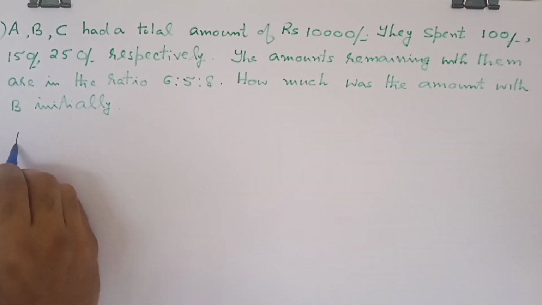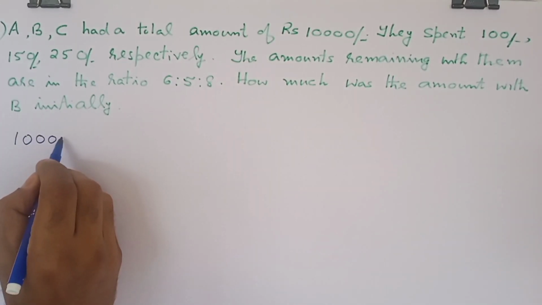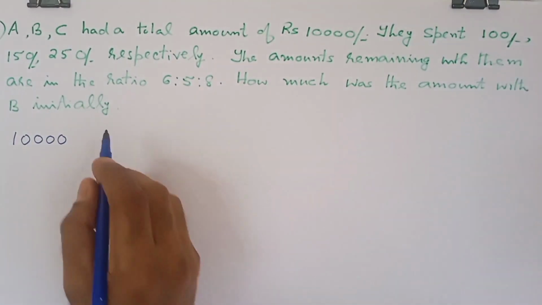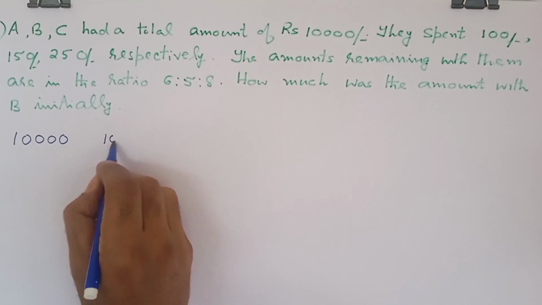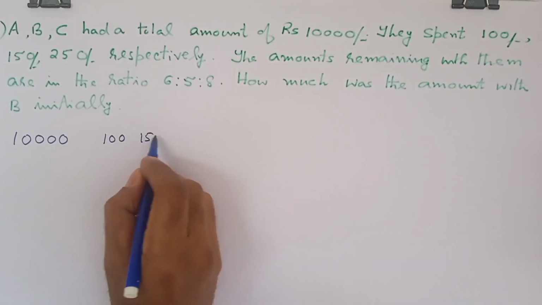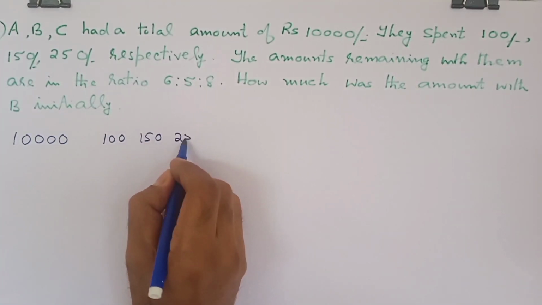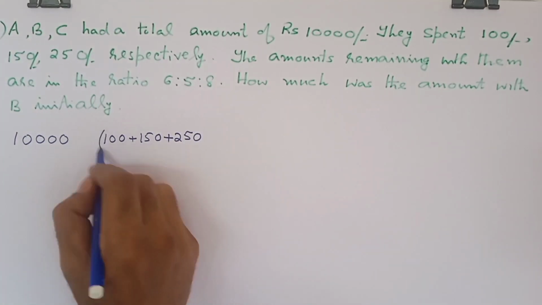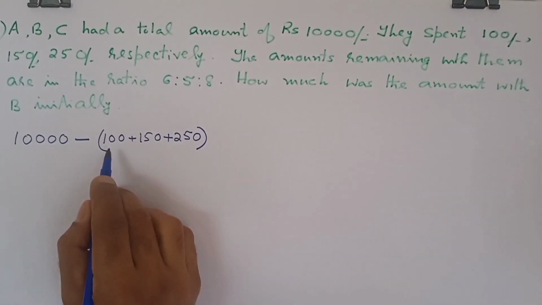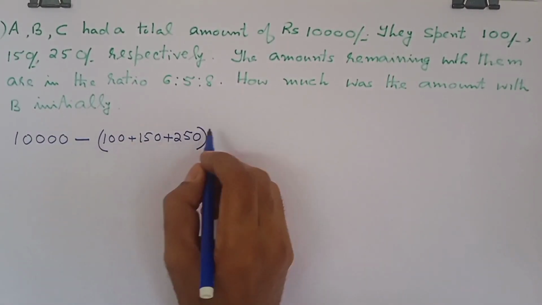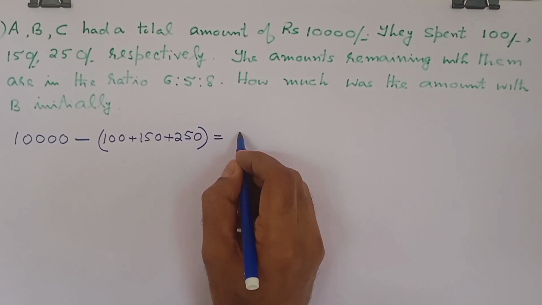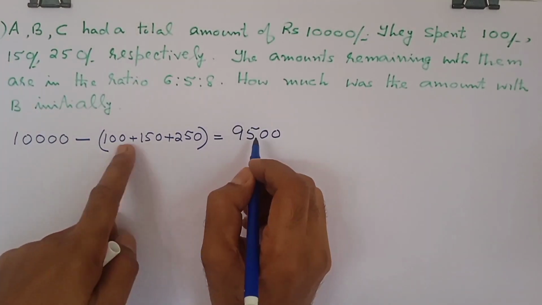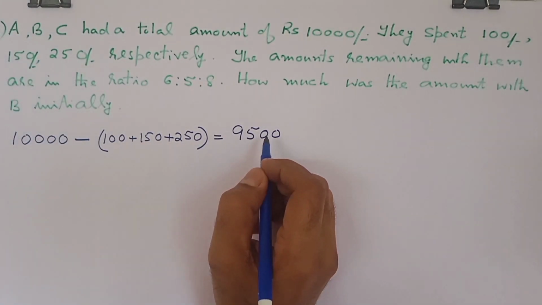So 10,000 is what they had initially. And how much did they spend totally? See, A spent 100, B spent 150, and the other one spent 250. So this is the total amount they have spent. Now if you remove the total money they spent together, you get the remaining balance amount with them. That is so much. This is working out to 9,500.